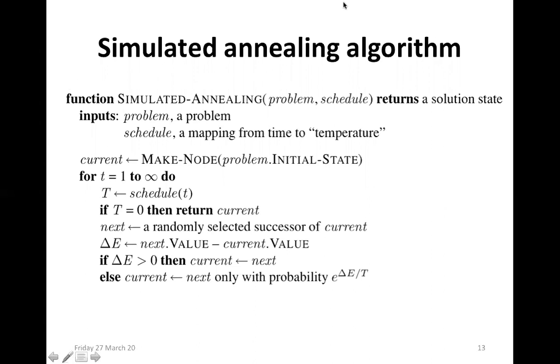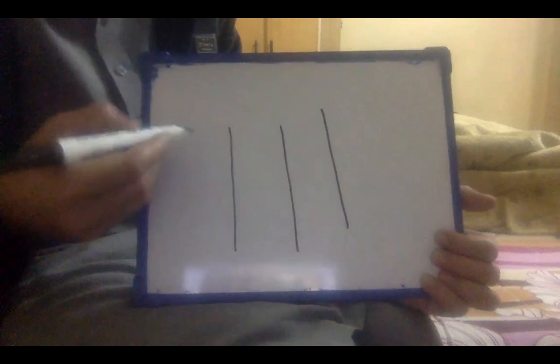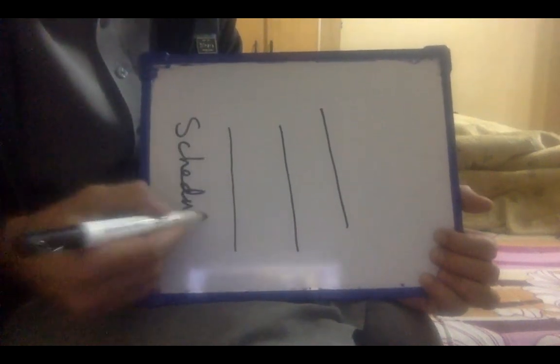Just stop it here. I will show you on my small board so that you can understand this concept more clearly. So I'm pausing the video and then I will come up with the small board again. So this is the small board. Now, for example, I can give you an idea about the schedule. I am going to explain the schedule in this algorithm. Yeah, this is the schedule.